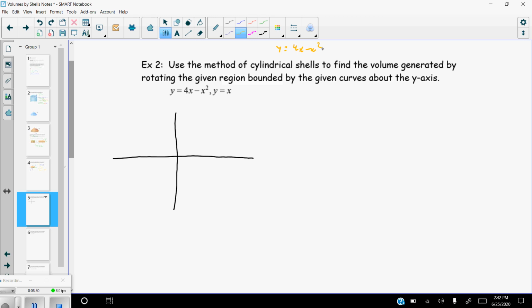We want to find out where this thing hits the x-axis. So if we factor out the x there, you're going to get y equals x times 4 minus x. Hopefully you can see that your x-intercepts then are 0 and 4. So we're going to have an x-intercept at 0 and an x-intercept out at 4. So it looks like this parabola is going to do something like this.